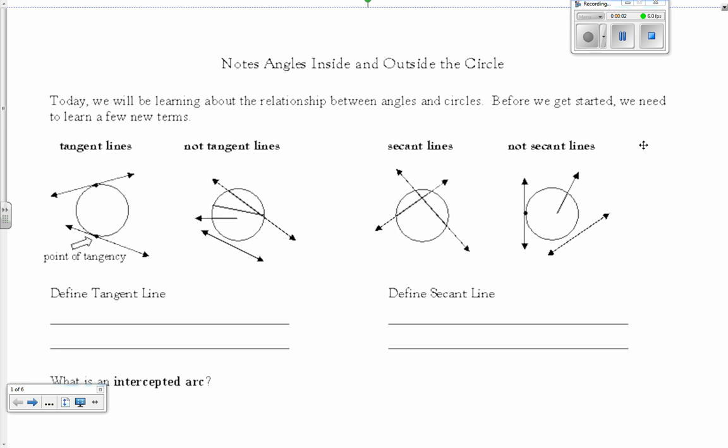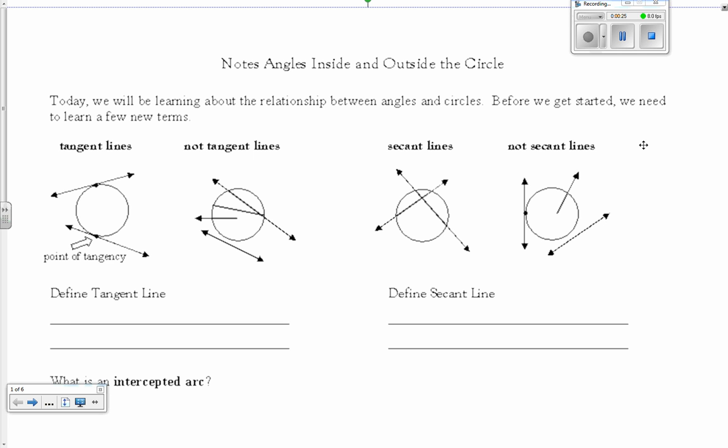All right, this lesson is entitled Angles Inside and Outside of the Circle. So we're going to be learning about not only how to find central angles and inscribed angles, but ones that are not in the middle of the circle and then on the outside. So there is a little bit of vocab we have to talk about first. Tangent and secant are both words that may be new to you, may not be. So let's first talk about tangent.